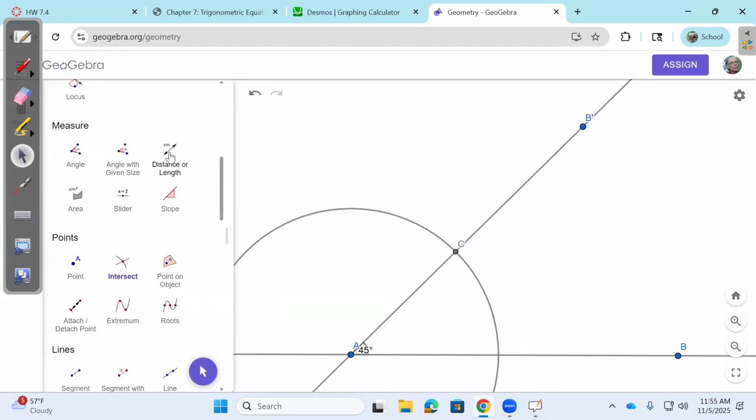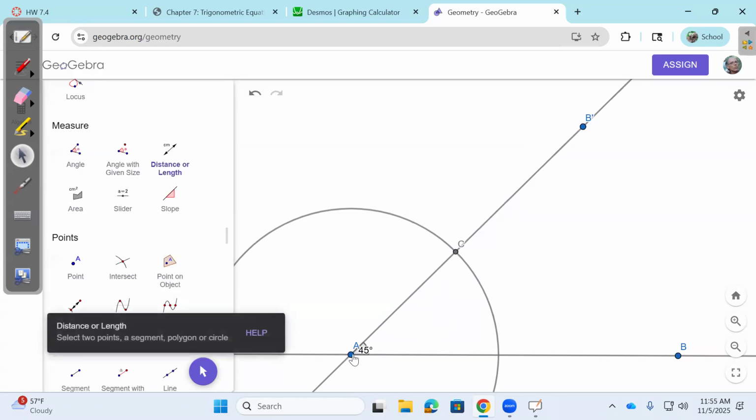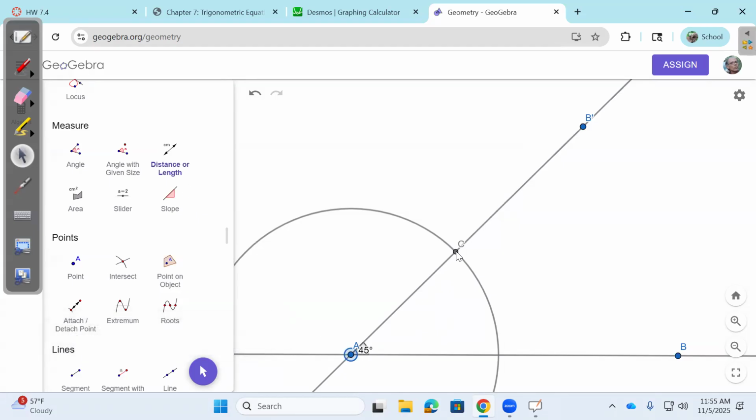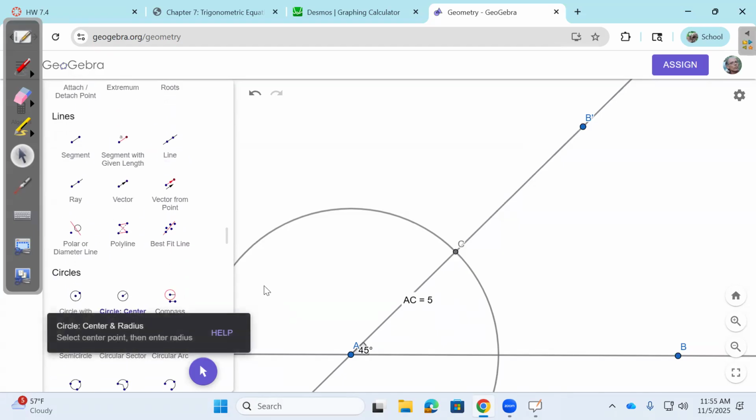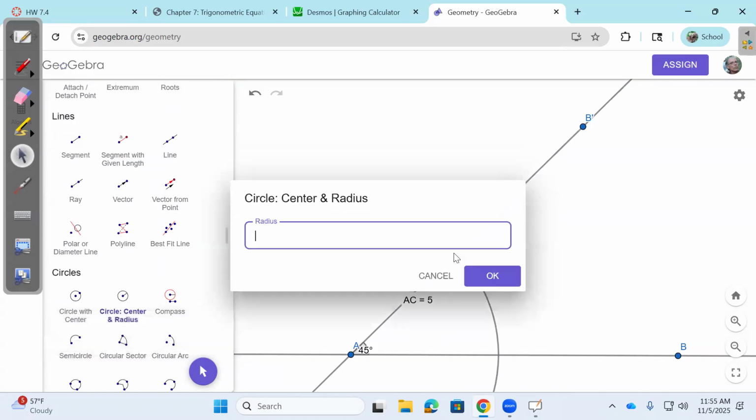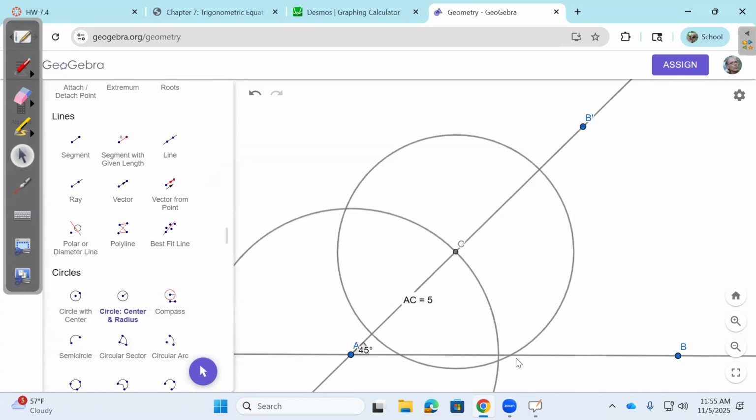Just to confirm that, I can measure it. Click, click. Okay, so there's my 5. From here to get a length 4, I'm just going to draw a circle of size 4 from here. And then the intersection will be down there. So go back to my circle with radius. So that's like using a compass. Click at the center point and then say, okay, I want to measure out 4 from there. And so then here's the point I drew.